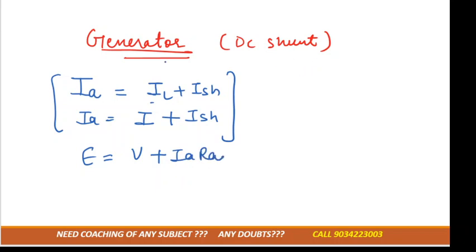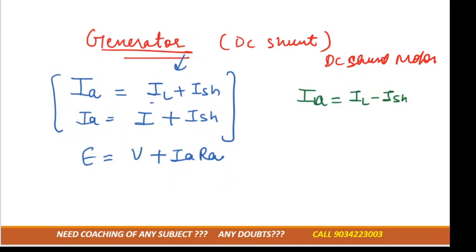And for EMF, we have E is equal to V plus IA RA. But for the DC shunt motor, the formulas are different. What is the difference here? For the generator IA is equal to IL plus ISH, but in the motor IA is equal to IL minus ISH, or we can say IA is equal to I minus ISH. For EMF also it is different, that is E is equal to V minus IA RA.